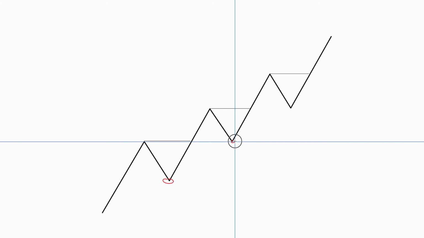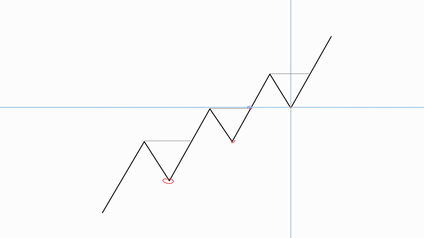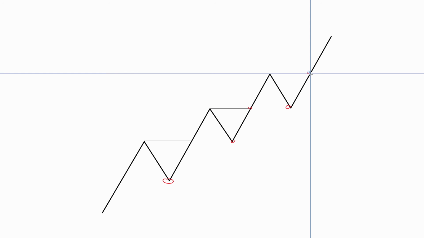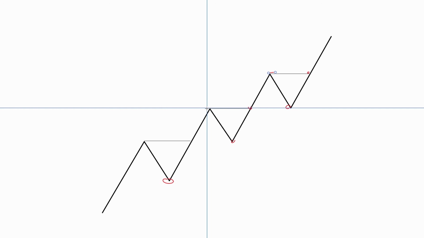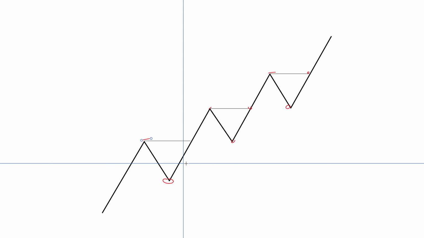Again, then, if you bought here, you would target here. If you bought here, you would target here. Because you know if the market continues in this uptrend that you're buying, you're going to get these targets filled.